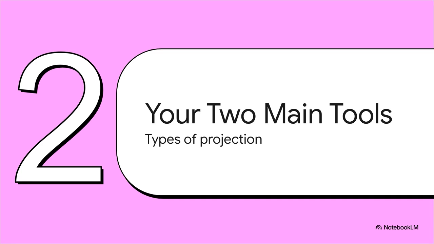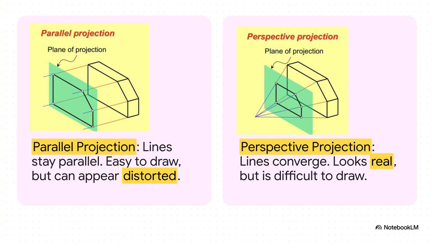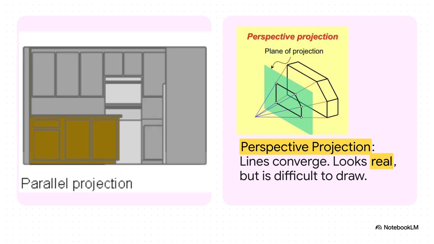So we know why these sketches are so critical, but the real question is, how do we actually make them? Well, it really boils down to 2 main methods, or tools in our toolkit, for projecting a 3D image onto a 2D surface. And this is where you face a fundamental choice. On one hand, you have parallel projection. In this world, parallel lines on the real object stay parallel in your drawing. It's pretty easy to do, but yeah, it can sometimes look a little funky, a little distorted.